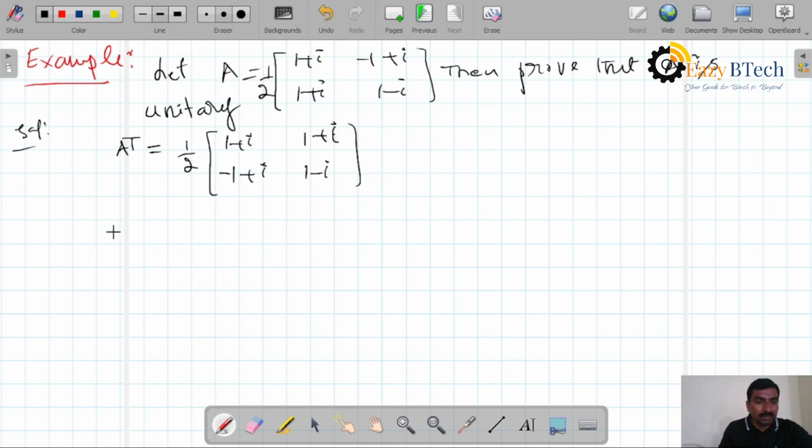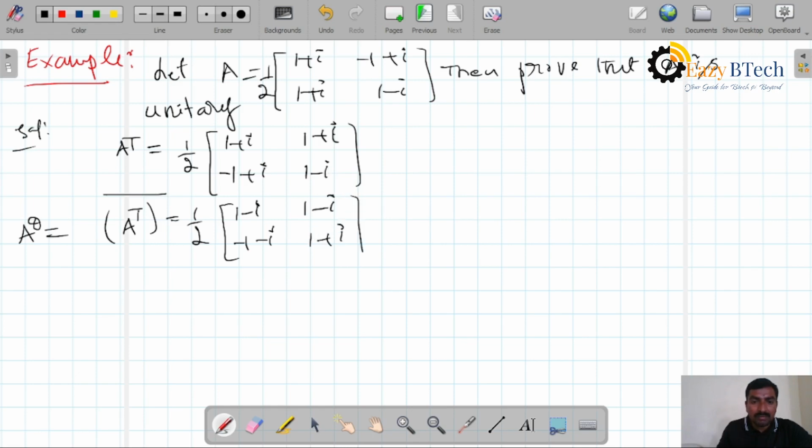This is A transpose. Now we require A power theta. A power theta means A transpose whole conjugate. So here 1 by 2 into A transpose. We require the conjugate of A transpose. That means replace I by minus I in A transpose. 1 minus I. Replace I by minus I, here 1 minus I. Minus 1 replace I by minus I, here minus into minus, plus I, 1 plus I. This is A power theta.